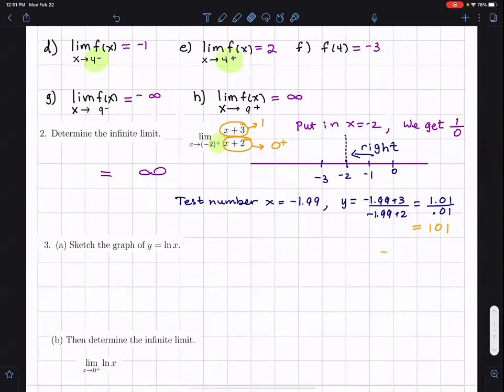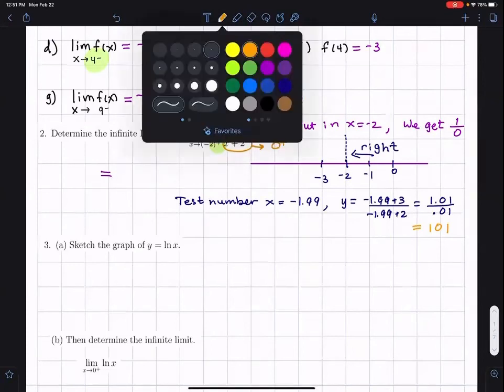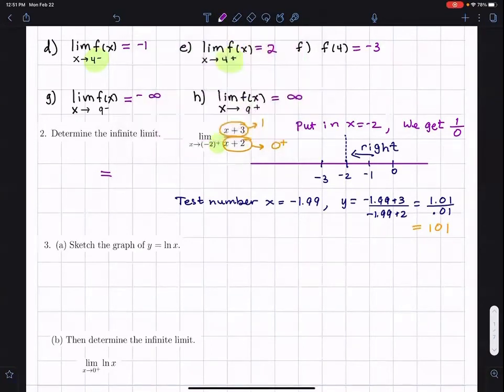Another reason I think that it's going to be infinity is this form of 1 over 0 when I plug in -2. But for me, the issue was, is it going to be positive infinity or negative infinity? Because that form of 1 over 0 is what makes me think it's an infinite limit. Do you have any questions about that?